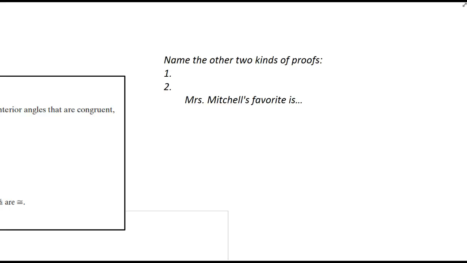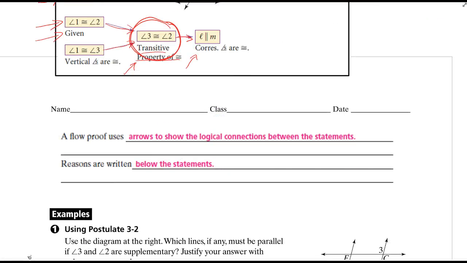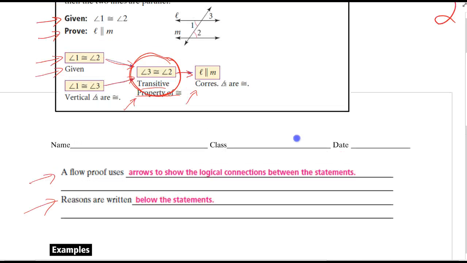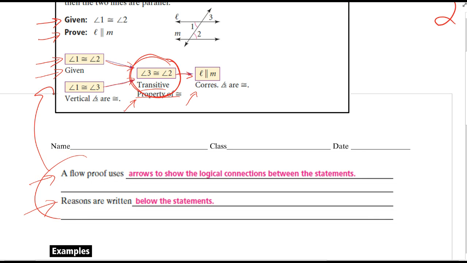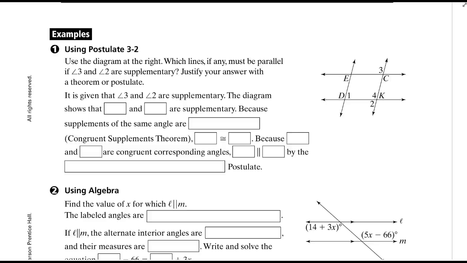So, can you name the other two kinds of proofs? And which one is Mrs. Mitchell's favorite? Yes, the two-column proof. So here are the things that you need for the top of page 53: the definition of flow proof, and that these describe the picture right up here. Now let's try some examples of using these converses to arrive at some conclusions.